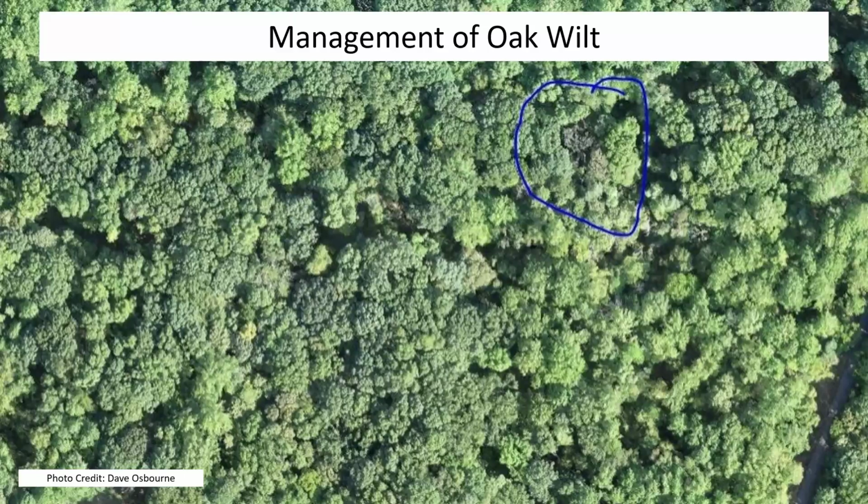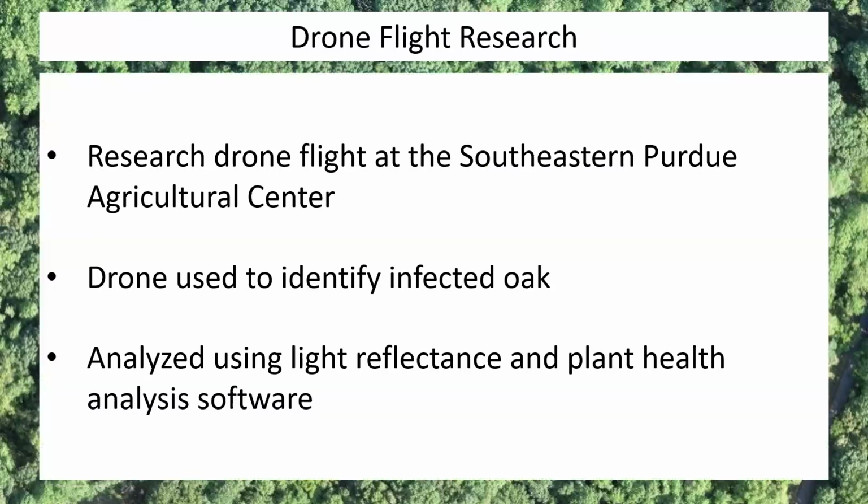So a little bit on the management of oak wilt. What I'm showing you here, and what I'm going to talk about very briefly here, is some work done by an extension educator in Ripley County named David Osborne. Dave is a drone pilot who works with the Southeastern Purdue Agricultural Center. And what he did is he used his drone to map out and identify oak trees that were dying of oak wilt. So working with the Southeast PAC, they went ahead and flew the drone. They identified infected oak trees, and then they used the light being reflected off the leaves of the trees through some data analysis software to go ahead and map out those areas that were hit the hardest.